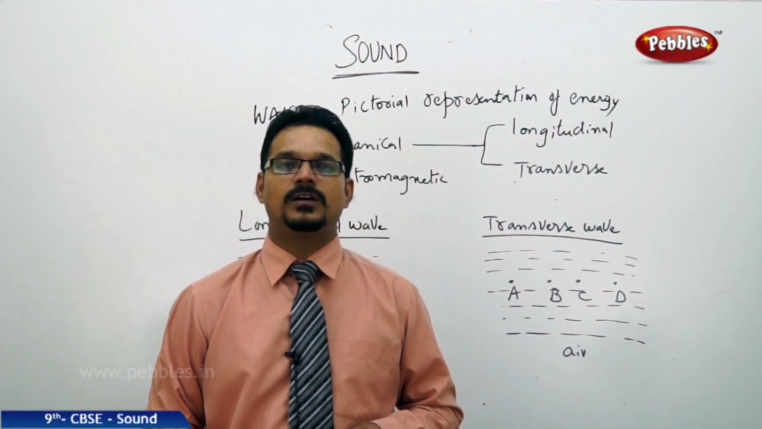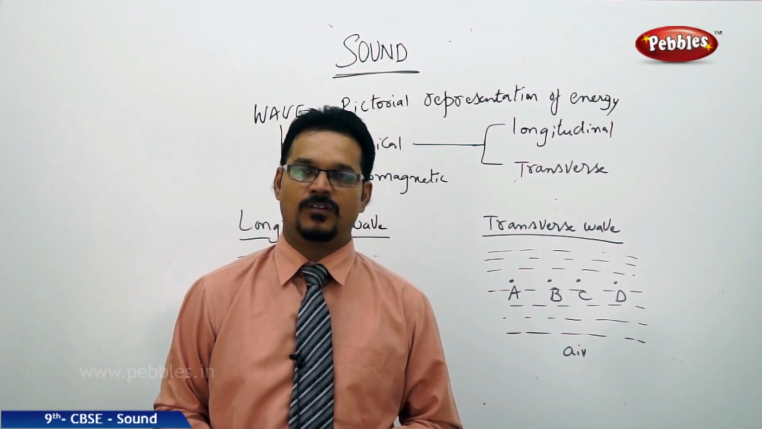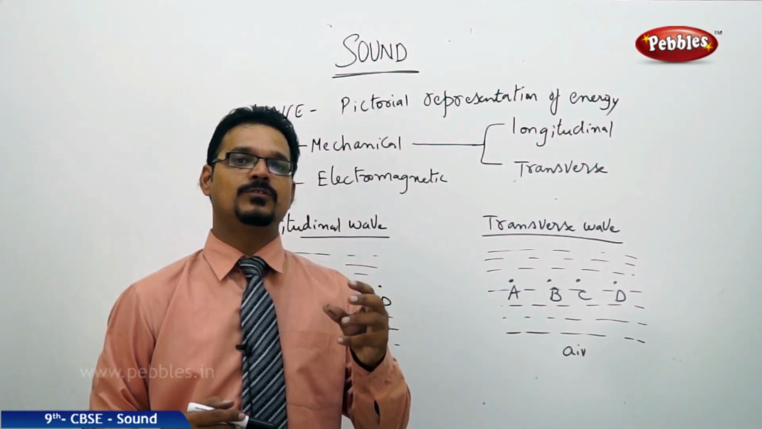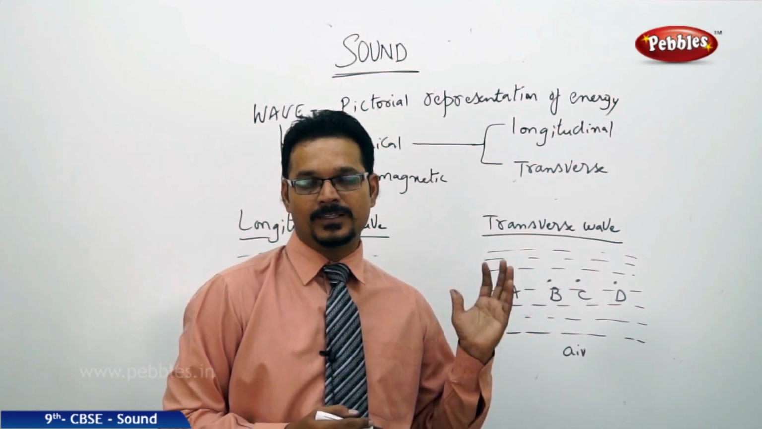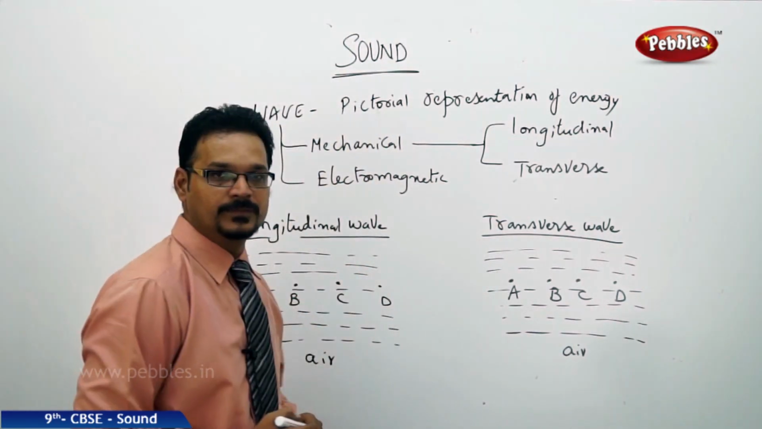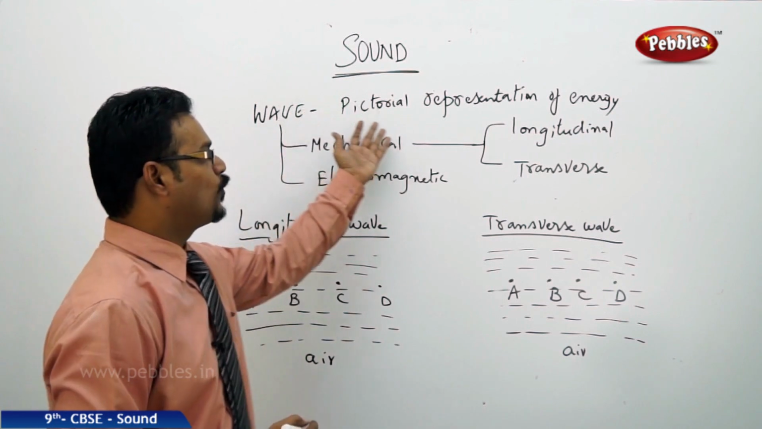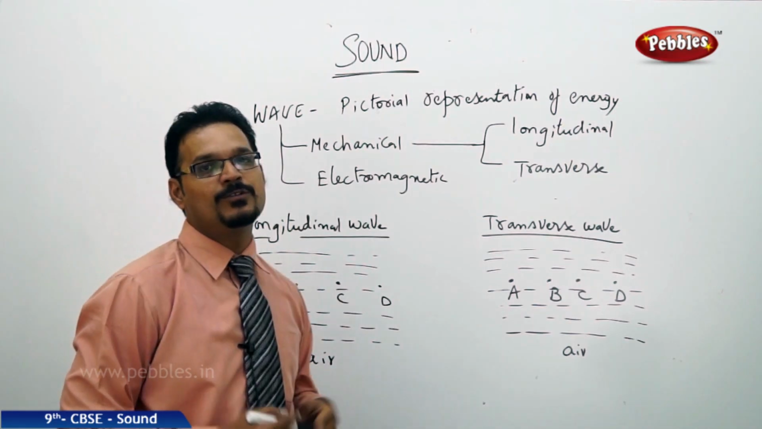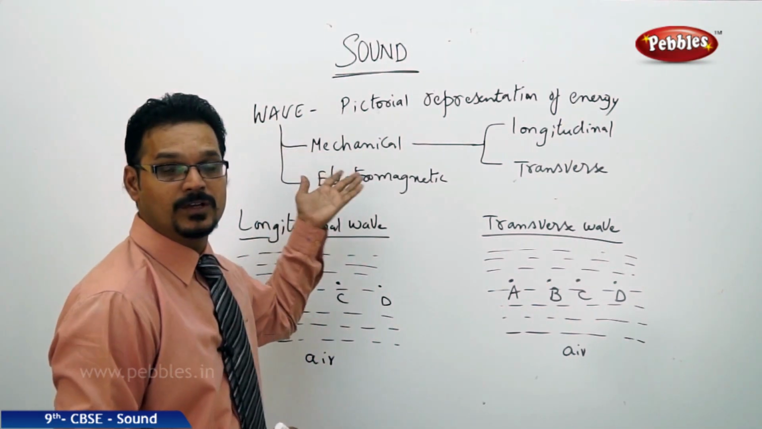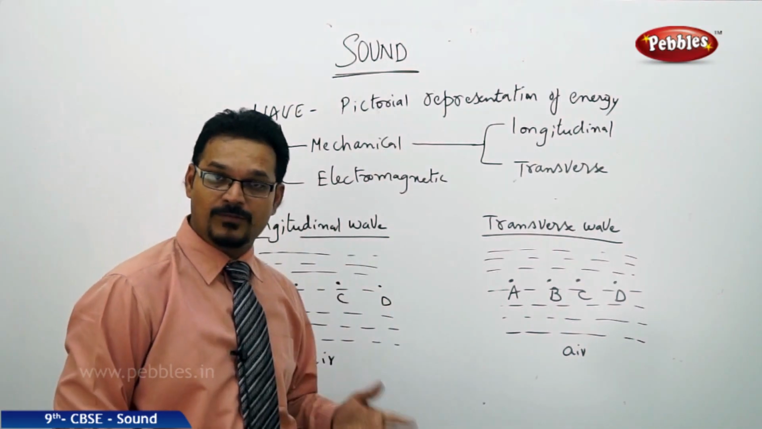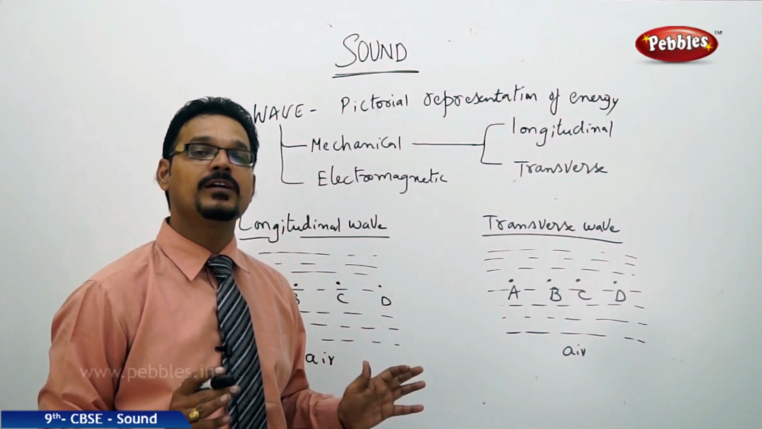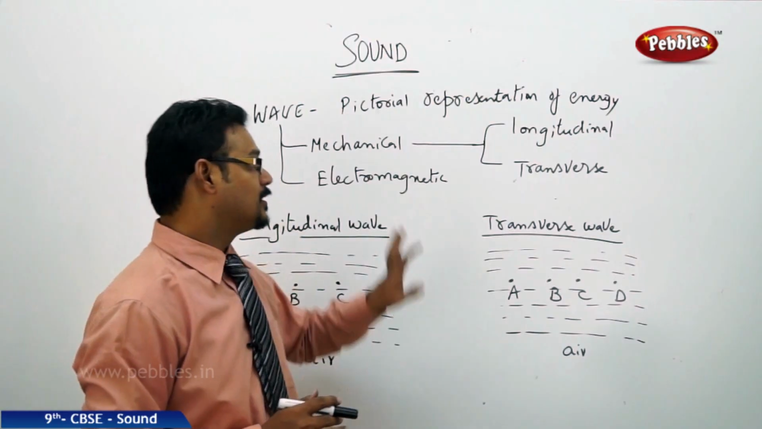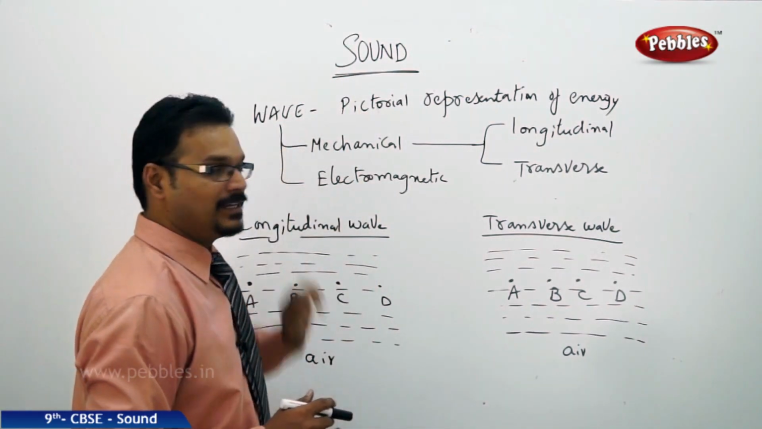Before going to discuss the properties and characteristics of sound, as I mentioned earlier, sound is a wave. So let us discuss some fundamentals of wave, then we go to sound. See here, as I mentioned, wave is a pictorial representation of energy. Now this wave is classified into many types: mechanical wave, electromagnetic wave, matter wave. But here our subject is limited to mechanical, and we are not touching electromagnetic because it is not in sound. So coming to mechanical wave.